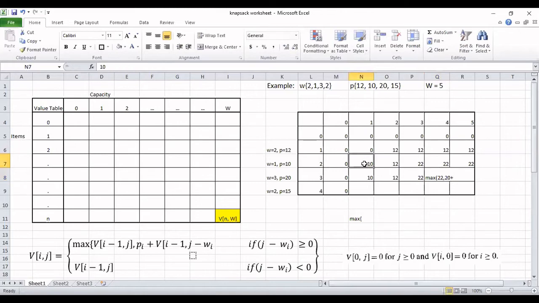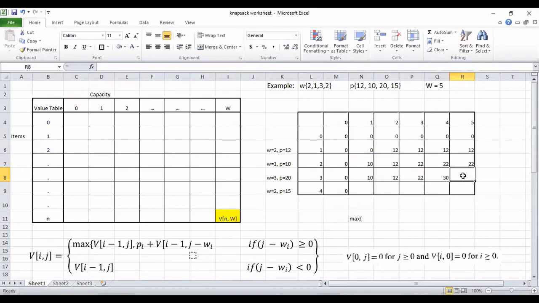So this cell is 10. Our value becomes 20 plus 10. So the profit is now 22 and 30. 30 is the maximum, so we'll choose 30. This becomes our value. Simple.